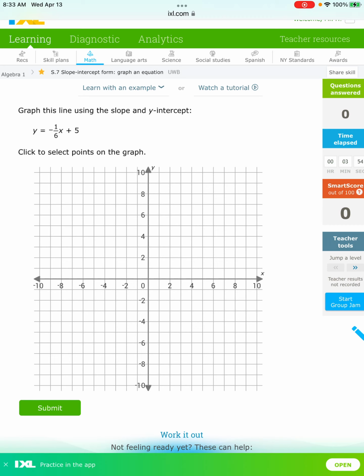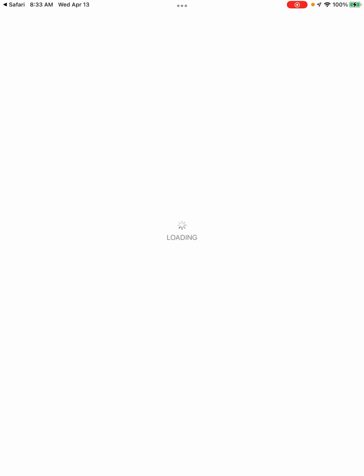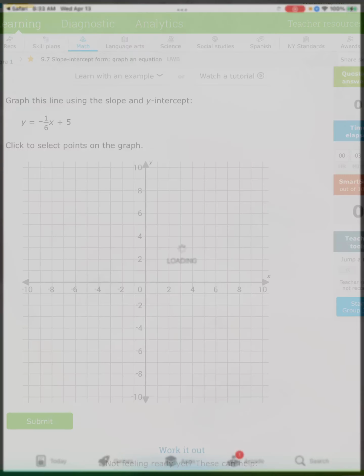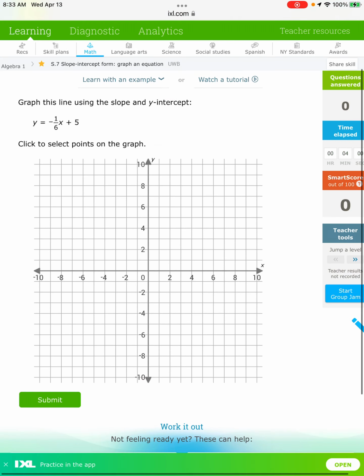There's two key ideas. You have to use the slope and you have to use the y-intercept. Always start with the y-intercept. They've given you the y-intercept. Start there and then use the slope to find another point. So let me just do a couple examples to try to make this clear.